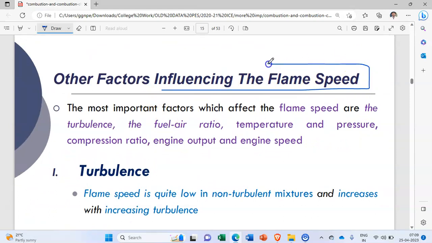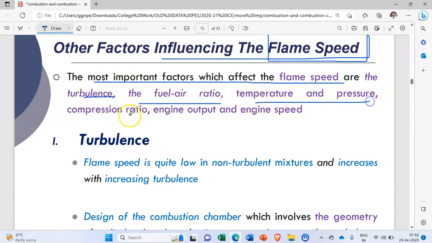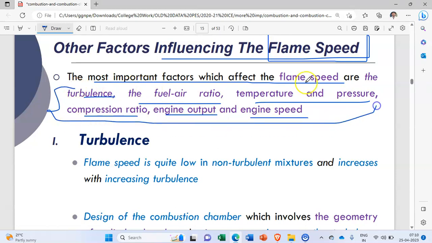Okay, so this flame speed is a very important parameter for knocking. So what are the different factors which are affecting this flame speed, that we have to see first. The most important factors which affect the flame speed are the turbulence, the air fuel ratio, temperature and pressure, compression ratio, engine output and engine speed. If you remember these parameters for the flame speed, the same parameters we have to write for the knocking also. How, that we will see next.